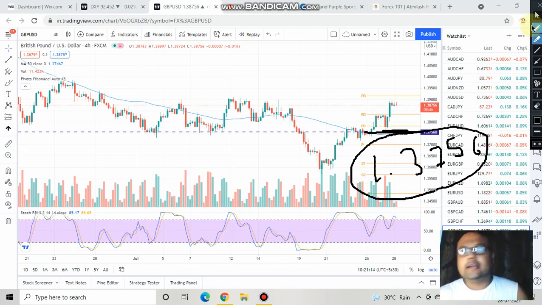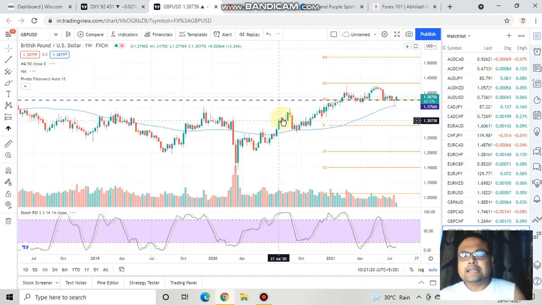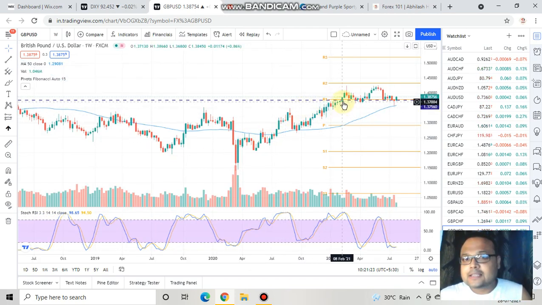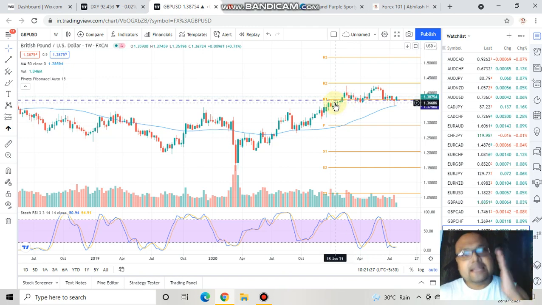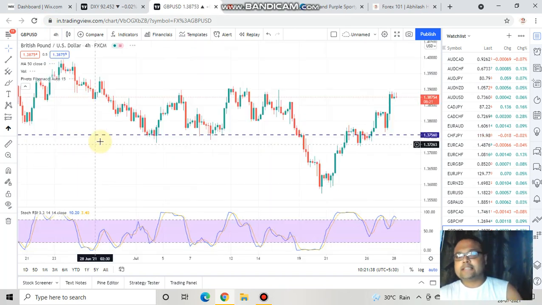Because this level, or this support, belongs to the weekly chart, and as we all know, the weekly chart belongs to the big players, the big boys, and this level has been acting as a support for the market since March. Since March, this level is acting as support for the market, so you can clearly understand the importance of this support level. Clear? So the first level is clear to us.